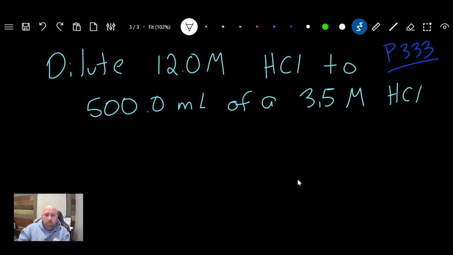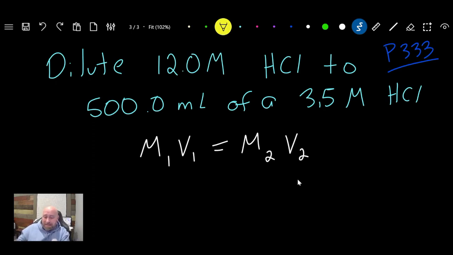So what we're going to do is take this and plug it into this formula. What is it? M1 (moles 1) times volume 1 equals M2 (moles 2) times volume 2. Okay, and now we're just going to plug in, and then find the missing link to what we need.